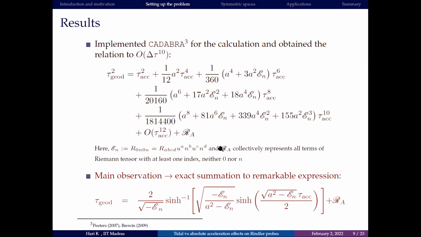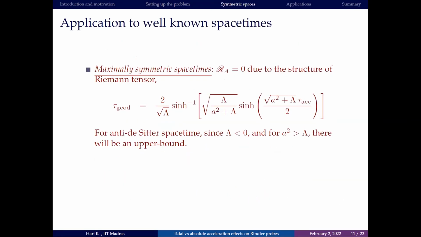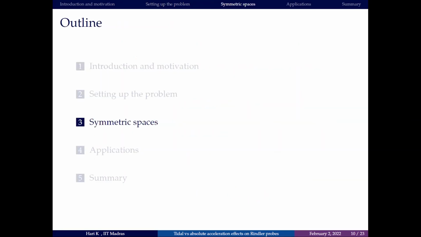The key result of our work is that we could sum this expansion, this series, into a nice analytic form given by this expression. Here R_A is the odd one out, because the other terms are nicely summed into this form, but for R_A we couldn't find a nice summation. Now let us apply these results to some more interesting spacetimes, and move on to some symmetric spaces.